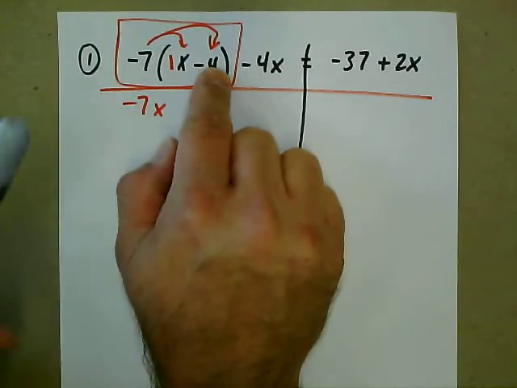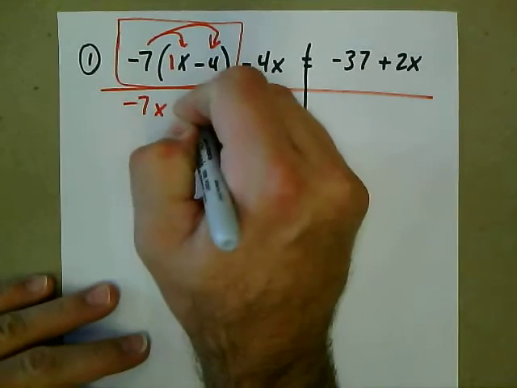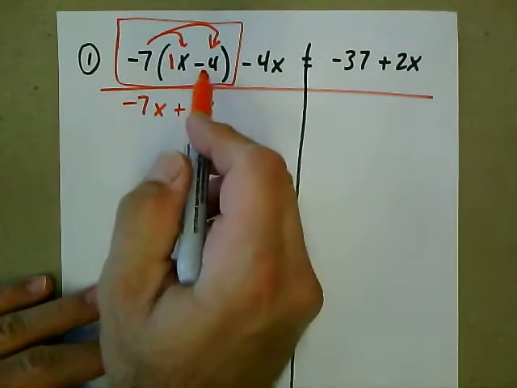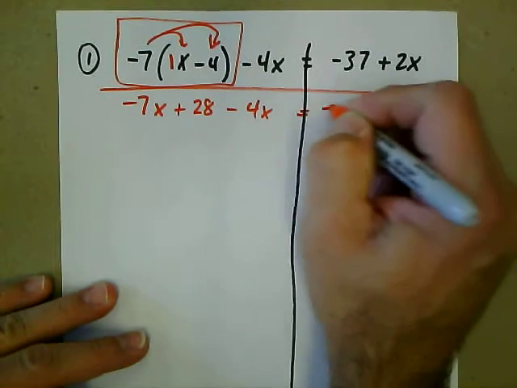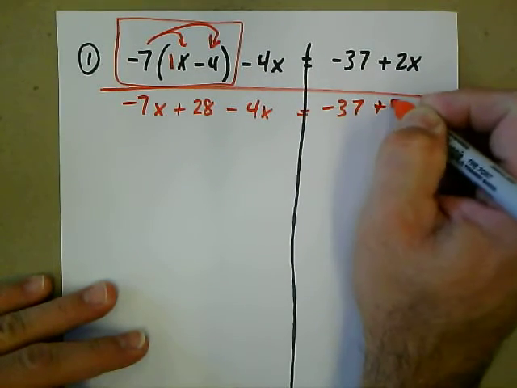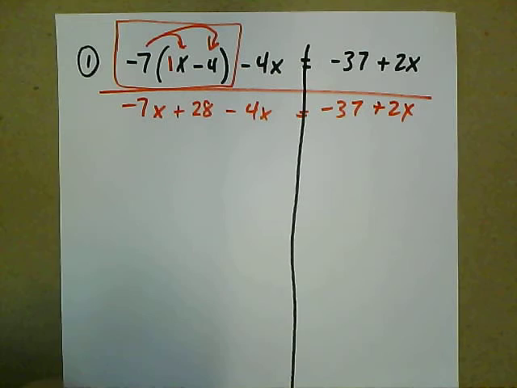So -7 times 4 is positive 28, because a negative and a negative is positive. And then you just bring everything else down: that minus 4x equals the -37 plus 2x. And we have a whole new problem.